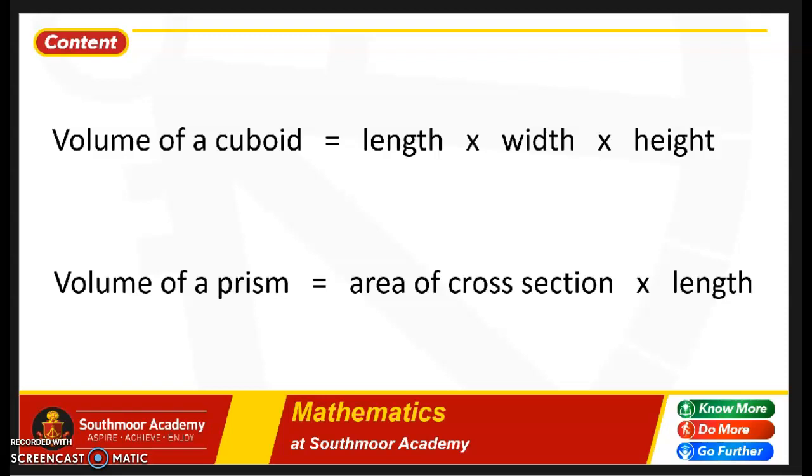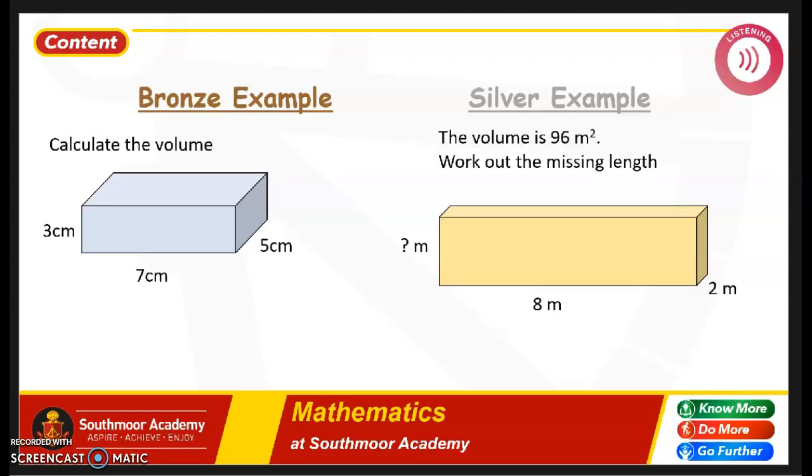I'm going to move on to your examples. So here are your examples. Make sure you've got these copied down into your book. Pause the video to let the students copy it down. I'm going to go through the examples now. So calculate the volume of this cuboid here.